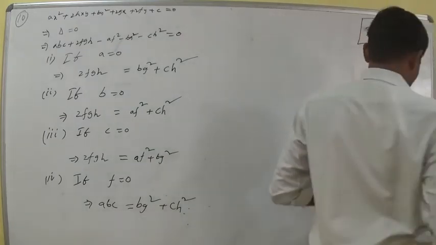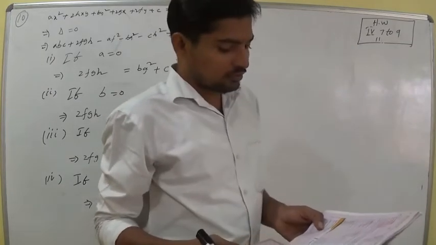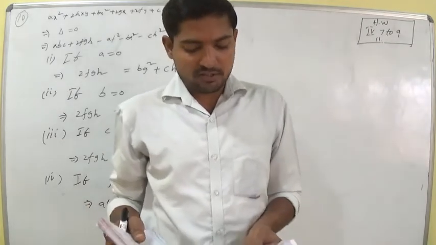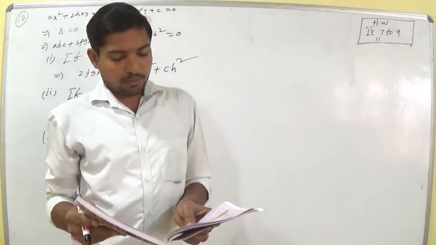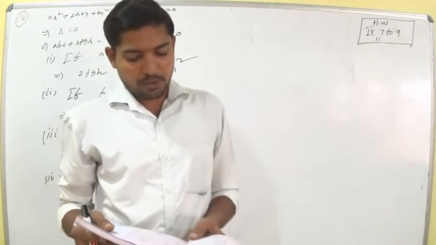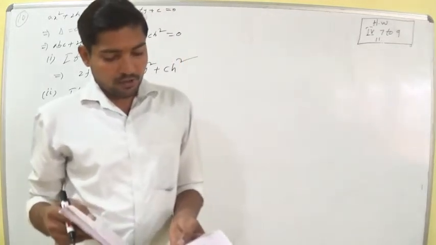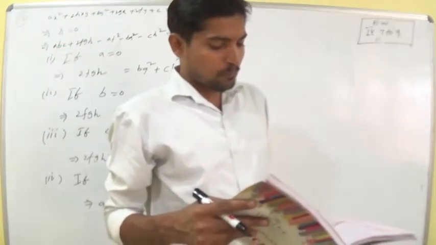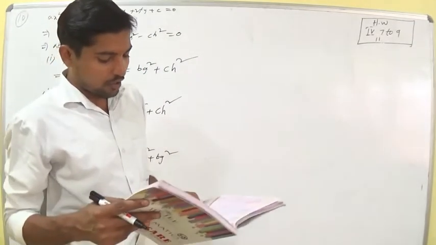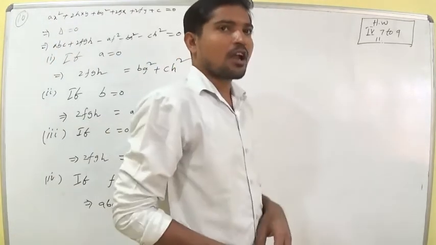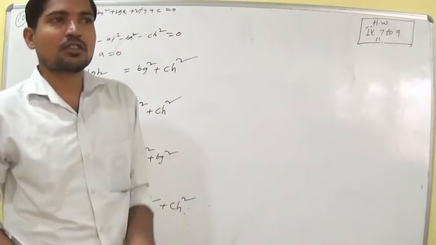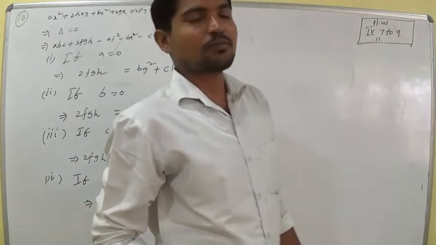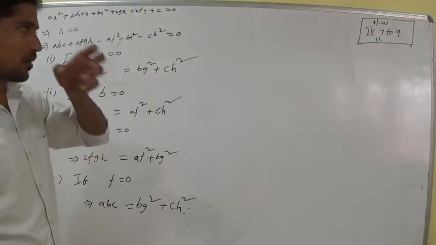11th problem: find the value of k. 4x square plus 2hxy plus y square plus 6x plus ky minus 10 represents a pair of straight lines. Then find the value of k. h square is equal to ab, you can use the identity, otherwise delta is equal to 0. Delta is equal to 0 is nothing but abc plus 2fgh minus af square minus bg square minus ch square is equal to 0. Use that formula and solve the problem.